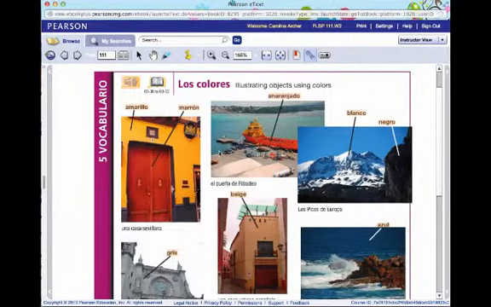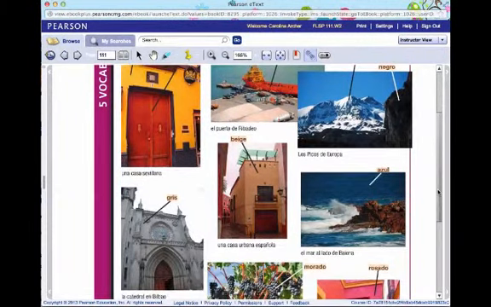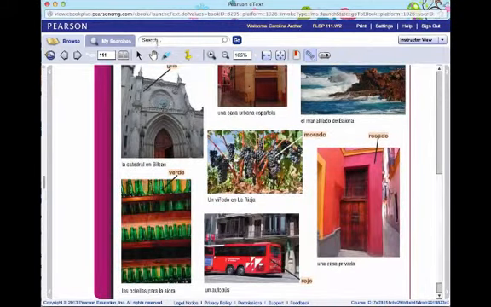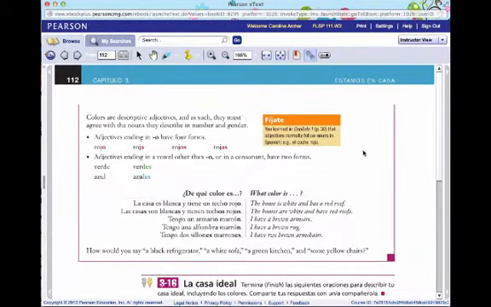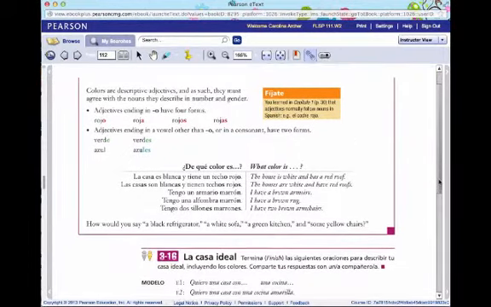Remember that when you're describing something with colors, you have to match the adjective to the noun they are describing, in gender and in number. Muy bien. You're going to practice with some activities in My Spanish Lab, and here you have the explanation I just gave you about how they have to agree in number and gender.